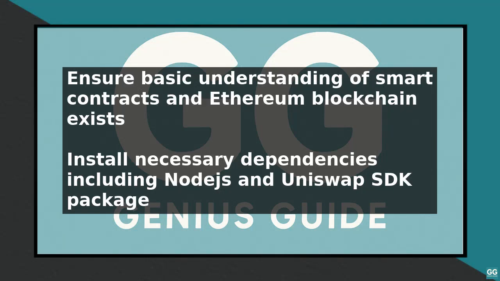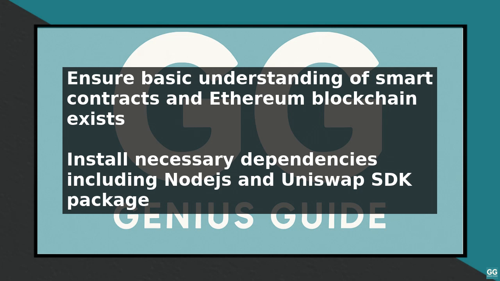Deploying a Uniswap SDK contract is a straightforward process that enables developers to integrate Uniswap functionality into their applications. To begin, ensure you have a basic understanding of smart contracts and the Ethereum blockchain. First, install the necessary dependencies, including Node.js and the Uniswap SDK package.